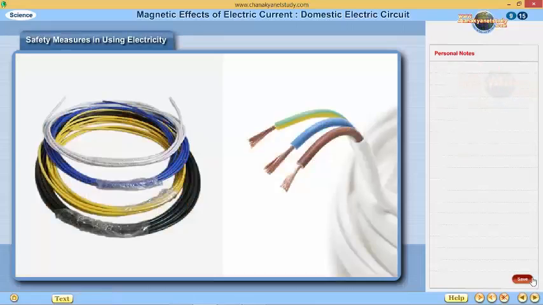The insulation of the wire must be checked periodically. The insulation is the rubber or plastic or PVC coating over the bare copper or aluminium wires.